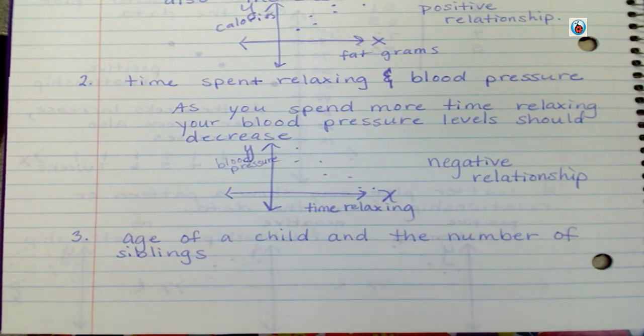A 5-year-old could have no siblings. A 50-year-old could have no siblings. The age of a child or an adult or any person does not affect the number of siblings they have. Is it possible that as they get older there could be a younger sibling? Yes, it's possible. But as you get older, that doesn't necessarily mean you have more and more siblings. You could, but it doesn't necessarily mean that you do.